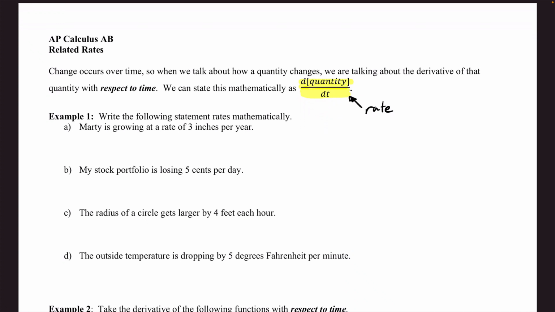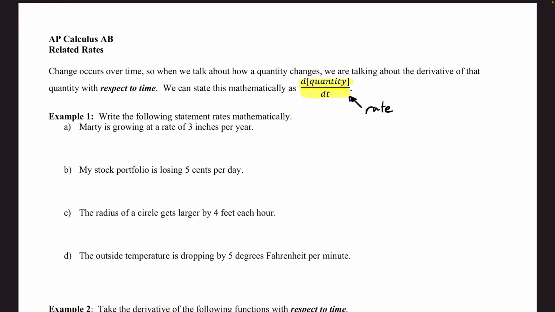What I mean by quantity is, is it distance? Is it money? What is increasing or decreasing? You can see money, feet, degrees. What is increasing, right? That's what I mean by that. That's the quantity over dt, which is time, with respect to time. So the first thing we're going to do is get used to writing it like that, because we're going to have to write it like that.